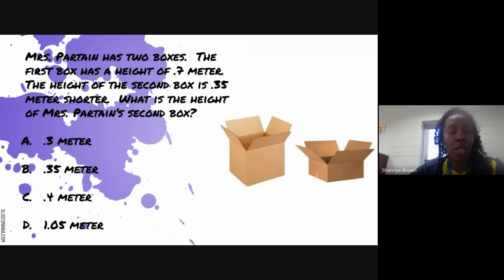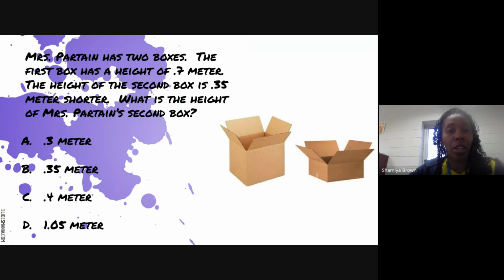Says Ms. Partain has two boxes. The first box has a height of 7/10 meters. The height of the second box is 35 hundredths meters shorter. What is the height of Ms. Partain's second box? So Ms. Partain has two boxes. One of them is 7/10 of a meter. So they tell us the height of this one, but they don't tell us the height of the other one, but they tell us that the height of the other one is 35 hundredths meters shorter than the other one.